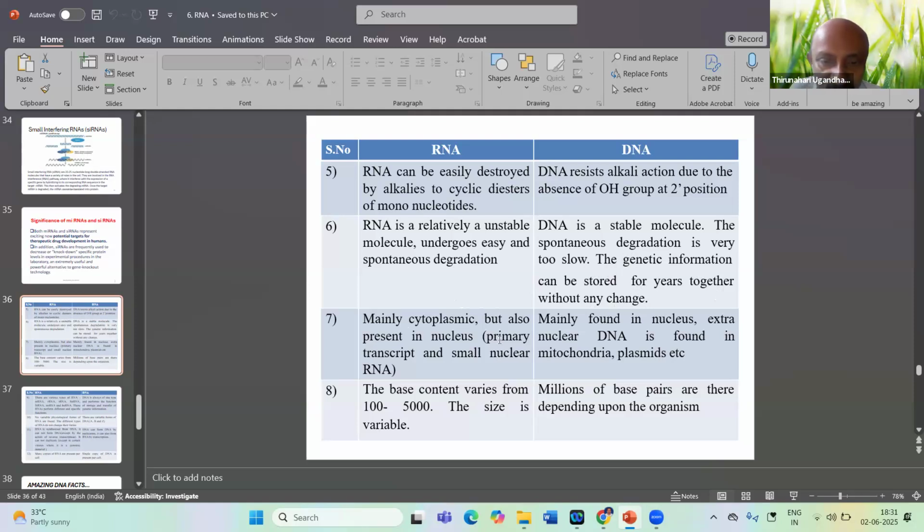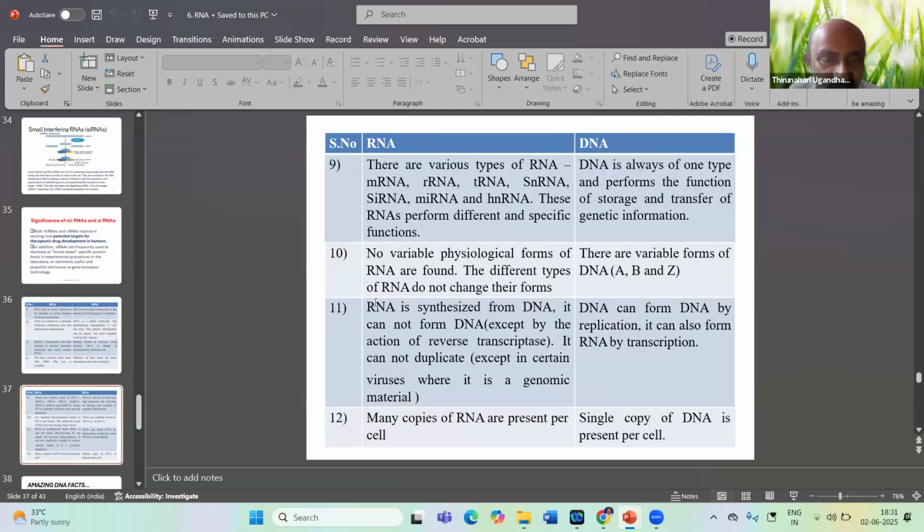RNA is mainly cytoplasmic, but also present in the nucleus. DNA is mainly found in the nucleus. Extranuclear DNAs are present. The number of bases varies from 100 to 5,000 in RNA. The size is variable. DNA has millions of base pairs, depending upon the organism.